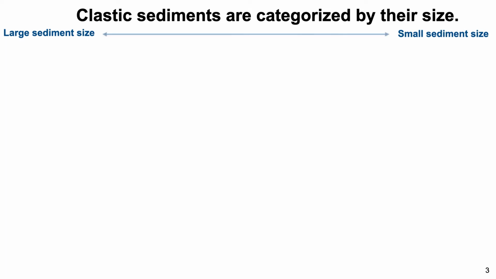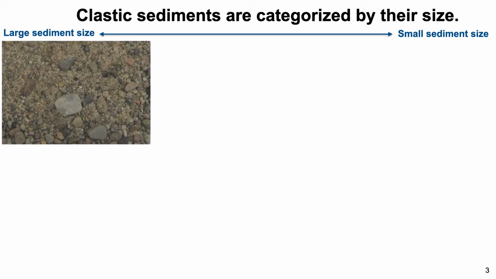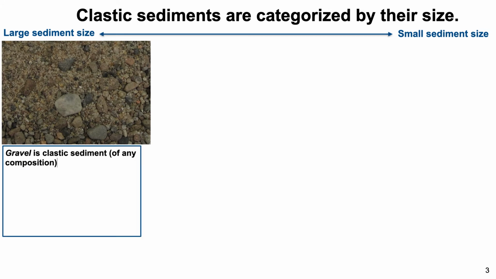Clasts or solid sediments or clastic sediments are categorized by their size. So in your textbook, I've mocked up here the same basic information and images. We've got large sediment size to the left and small sediment size to the right. So we're actually going to start with the large sediment size. Gravel is the name that geologists use for clastic sediment or clasts that are made up of anything that is bigger than about 2 millimeters in diameter.